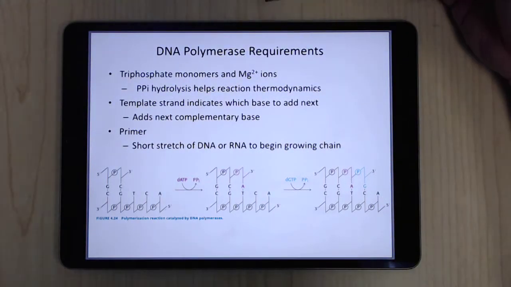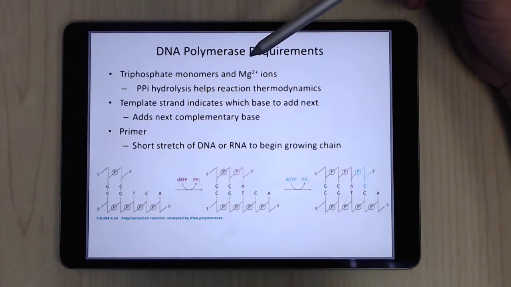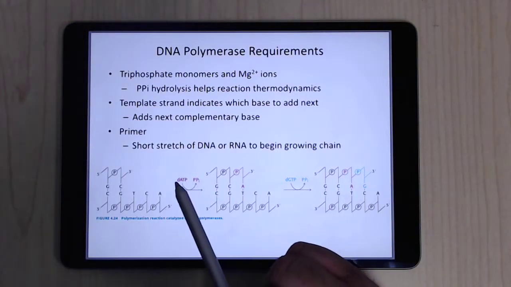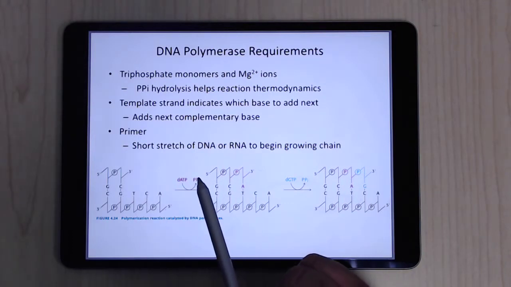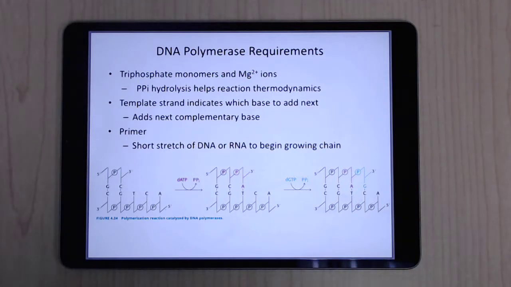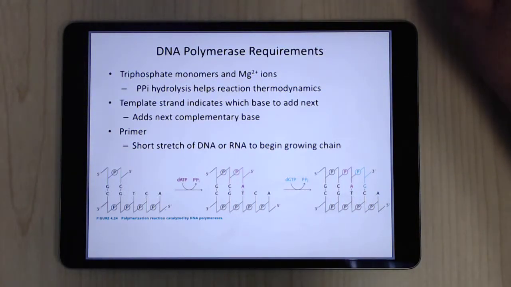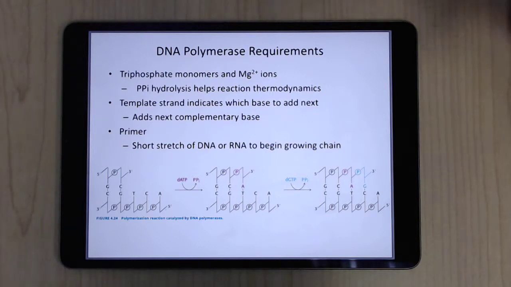Okay, so what does it need? It needs the triphosphate monomers, as well as magnesium ions. So this is the magnesium cofactor. Okay, so when this leaves, after you add this, you get pyrophosphate. So two phosphate molecules put together, this can go on and then get broken apart into individual phosphates, and that's actually very good with thermodynamics. We'll talk about thermodynamics in a bit in a future chapter. But it helps to make sure that the reaction is energetically spontaneous, or exergonic, if you want to say it correctly.